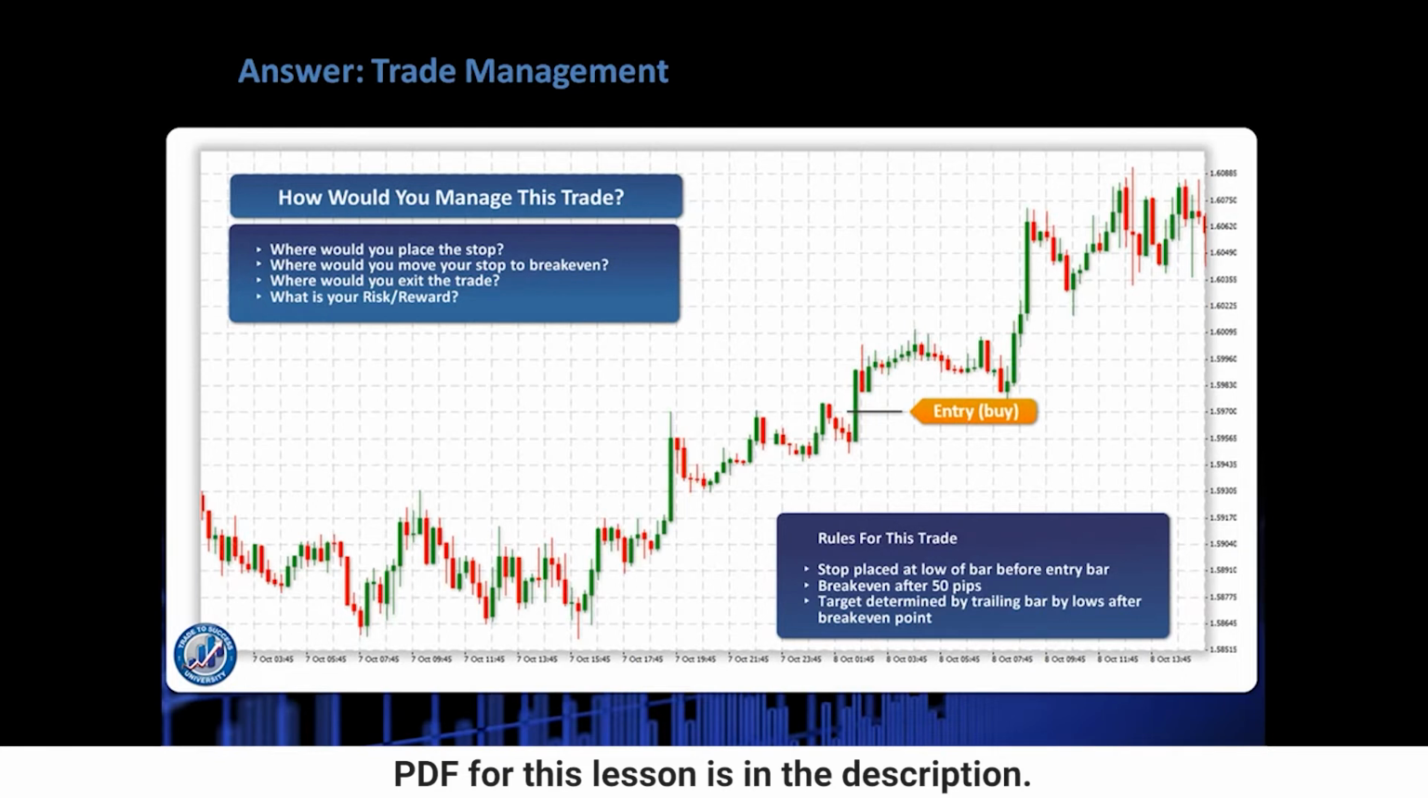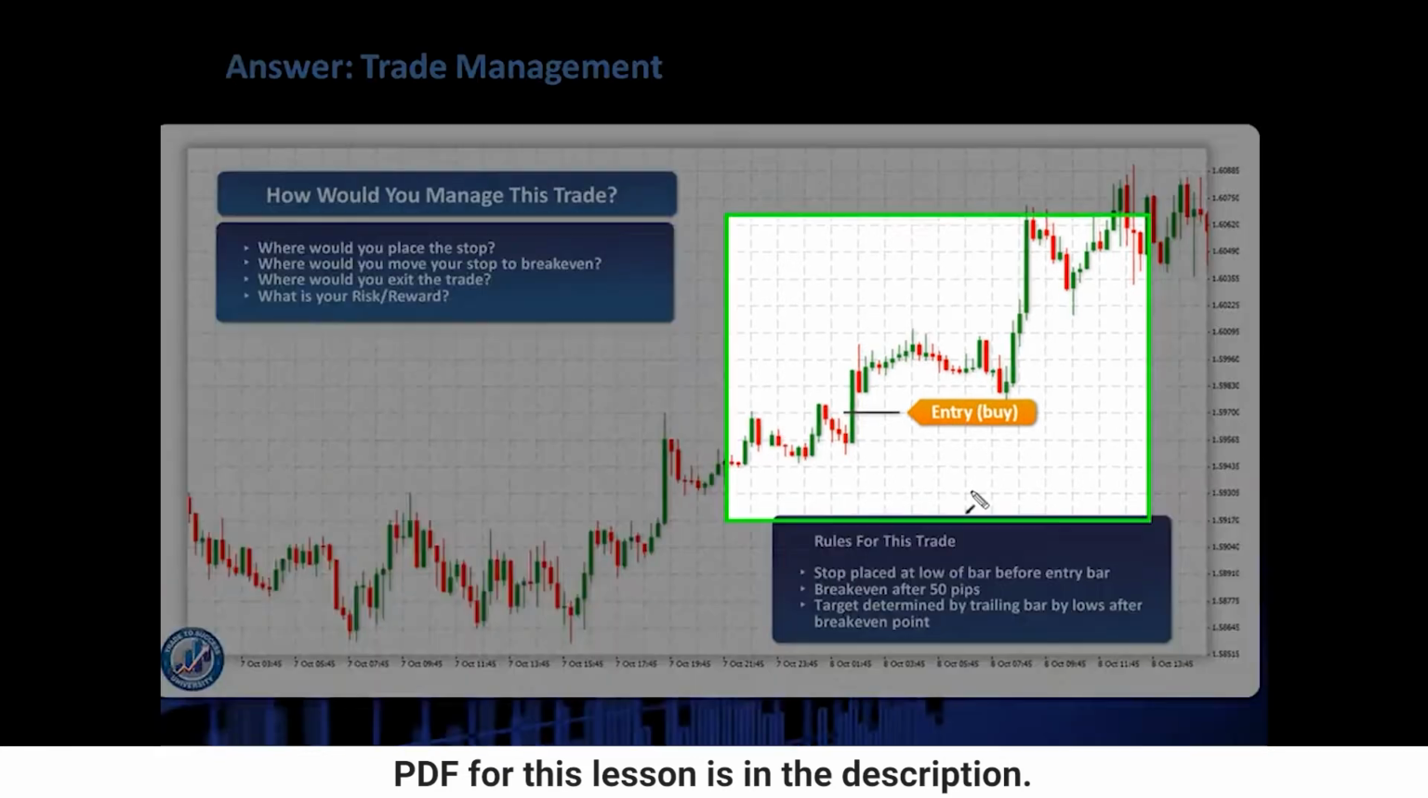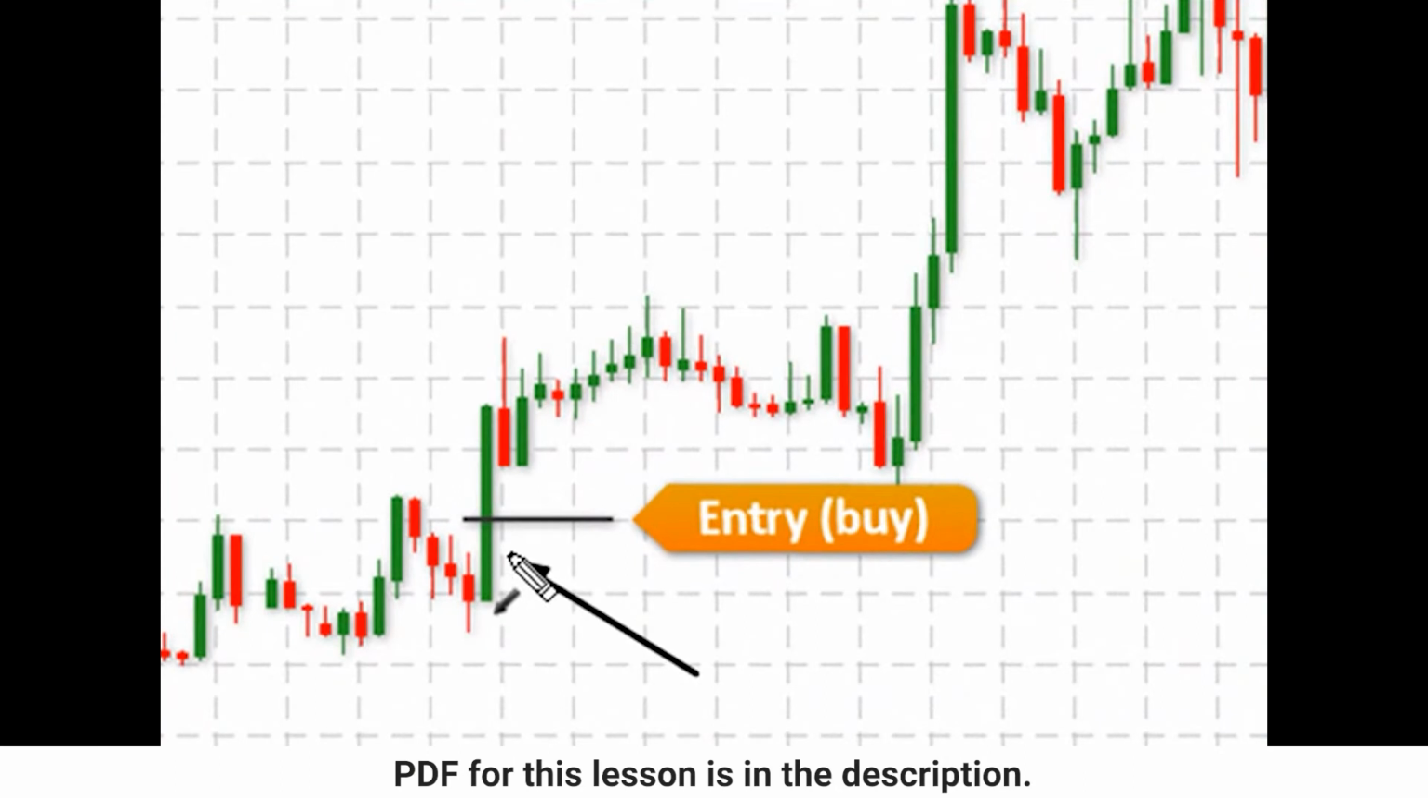Our stop is to be placed at the low of the bar before the entry bar. This here is the entry bar, because that is when price breaks through the black line, and the bar before is this red bar right here. So our stop should be placed below the low of the red bar.